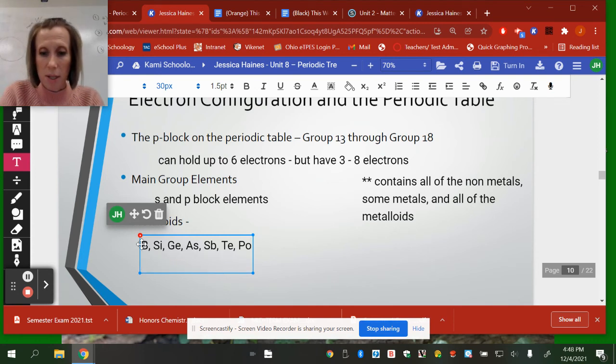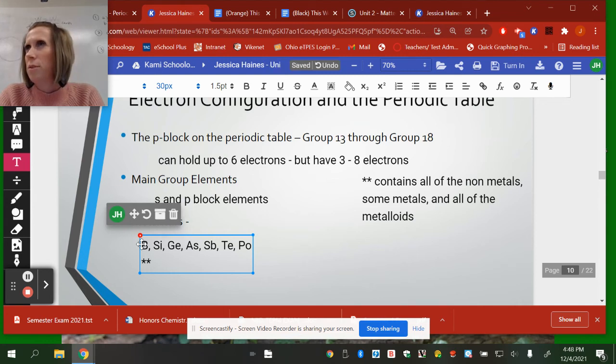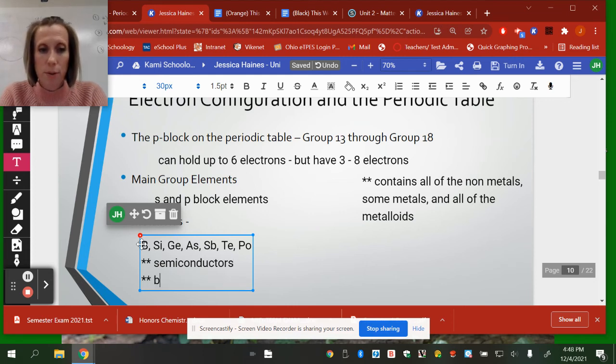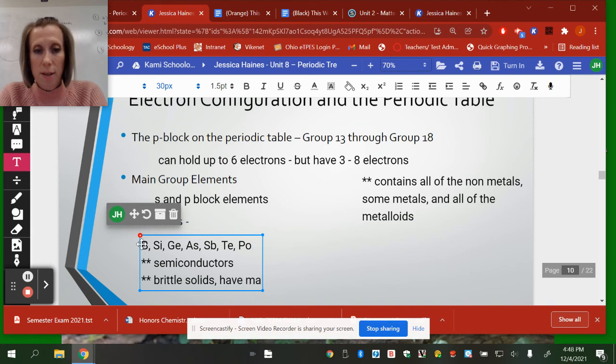They are semiconductors, which is what makes them super unique and useful in technology and engineering. You guys who make all of your engineering parts, all the tiny little things that you're soldering onto your circuit boards, a lot of them contain metalloids. So they are semiconductors. They are brittle solids. All of them are solids.